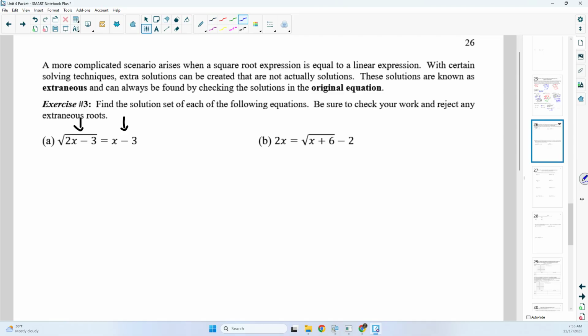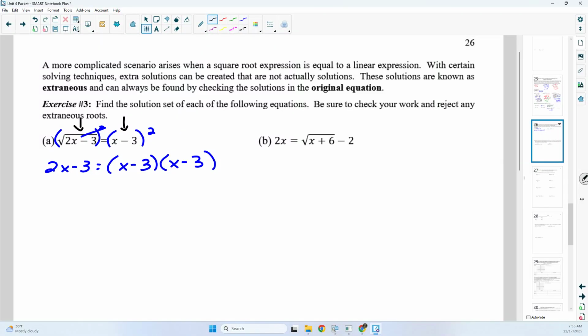And we'll talk more about why tomorrow. For today, we're just going to solve. When we get an answer, we'll check it. So the first thing I'm going to do here, that radical is already isolated, so I'm just going to square both sides. Cancels on that side. Over here, just as we learned before, I can't distribute my squared over subtraction, so I have to write this twice.